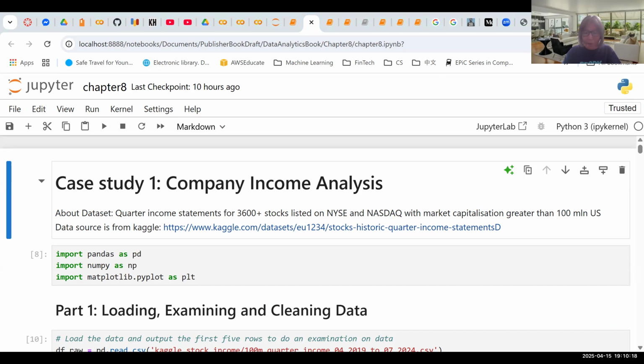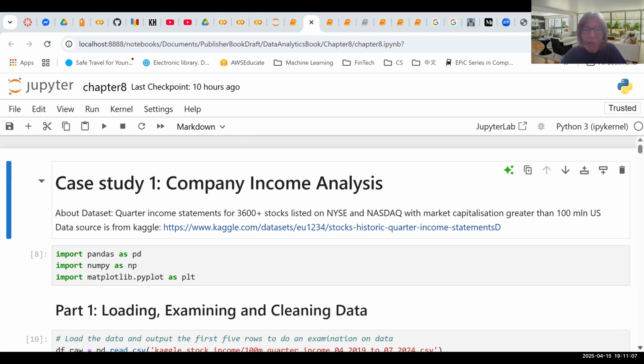Okay, so let's take a look at the first case study. The first one is about company income analysis. In summer, when I wrote the book, I retrieved this data set from this link. But this morning when I checked, this link doesn't have the data set anymore. After we finish this case study, we may see why this data set is not available anymore. But I downloaded the data set and I will upload it to GitHub.